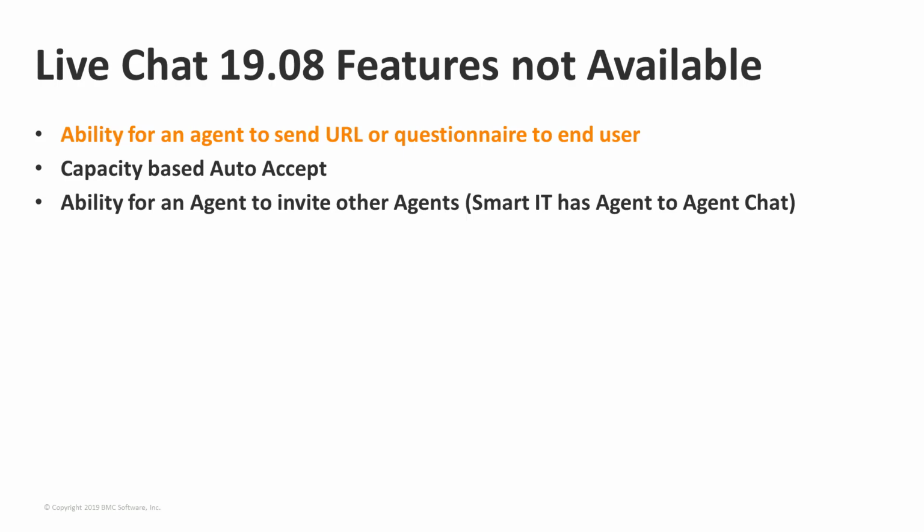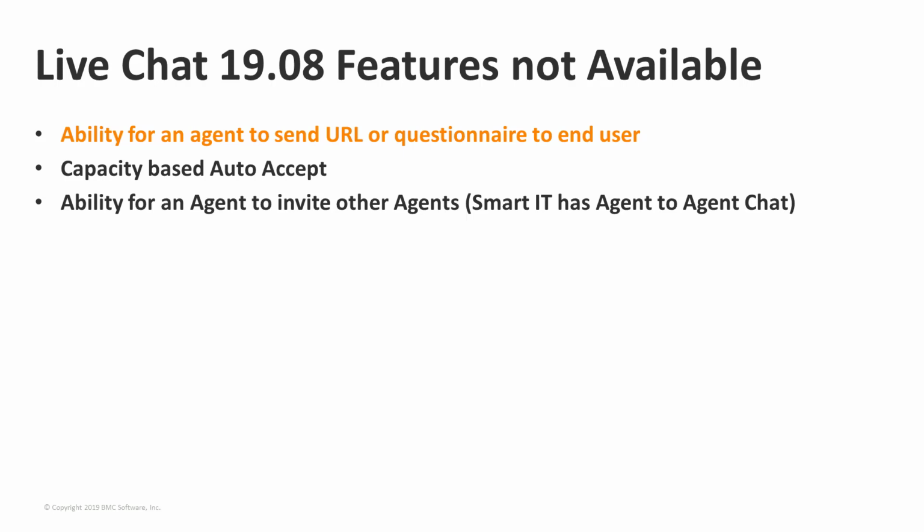That part is not there in the 1908 new interface, but I have color-coded it in orange, which means something. That means in 1911 we have addressed it, but again, 1911 is a Helix-only release. It's not released to our on-prem customers. There is one capacity-based auto accept, very rarely used. That's not been ported over. It's an enhancement in auto accept, but when we did the auto accept in this new interface, we think it's pretty good, and you should not need this part. The old interface also had an ability for an agent to invite other agents to chat.